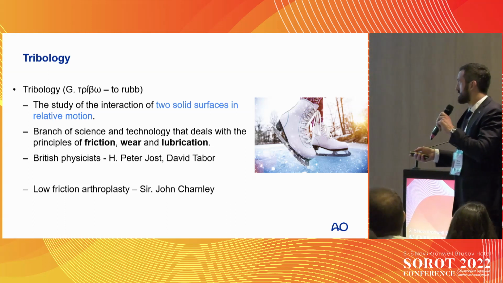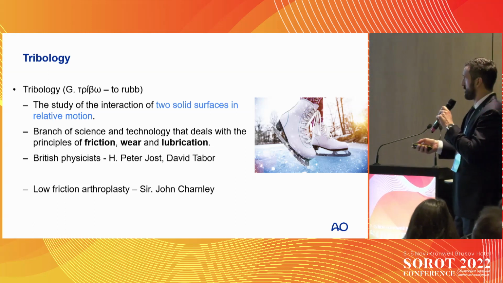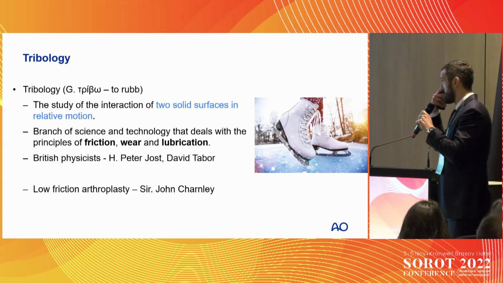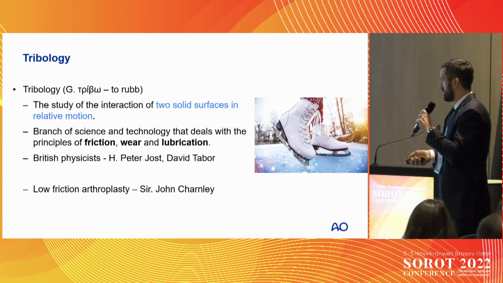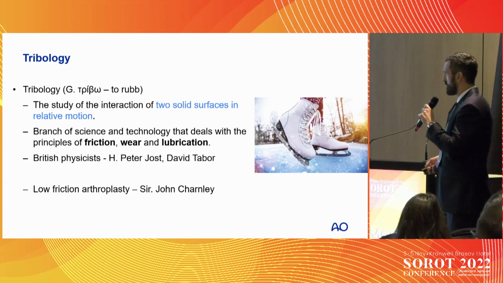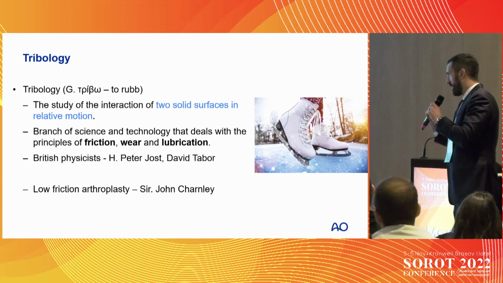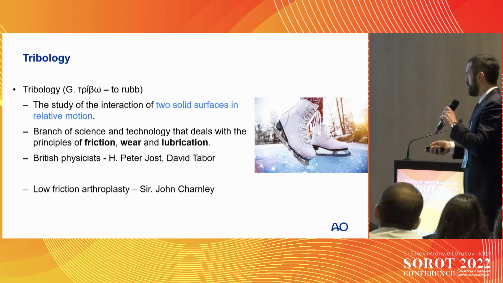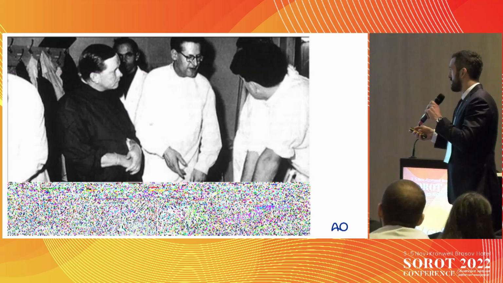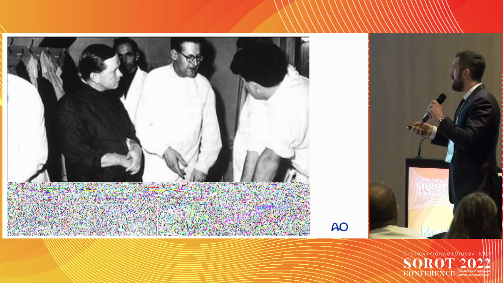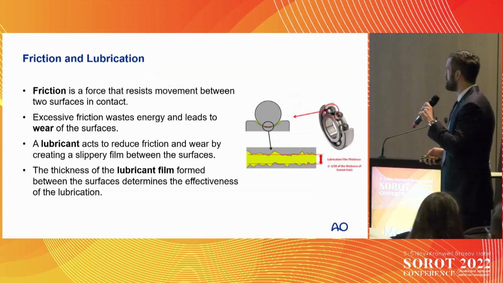It's a branch of science and technology that deals with the principles of friction, wear, and lubrication. The British physicists Peter Jost and David Tabor coined the term, and of course Sir John Charnley applied it into clinical practice with low friction hip arthroplasty. This is the famous photo of Martin Allgöwer on the first AO course ever teaching John Charnley.